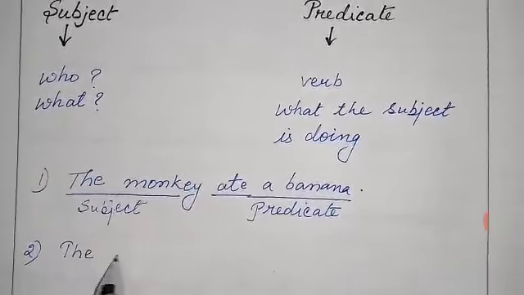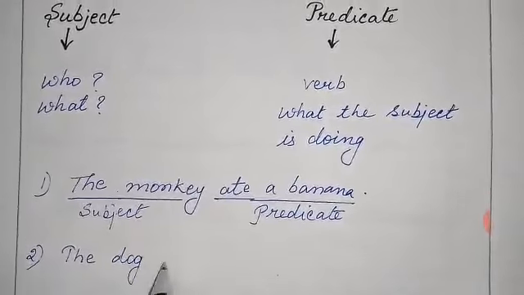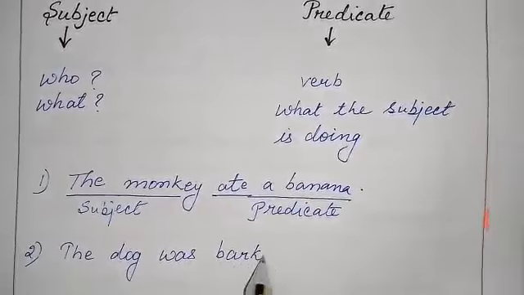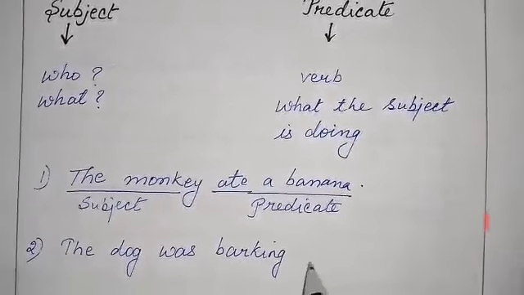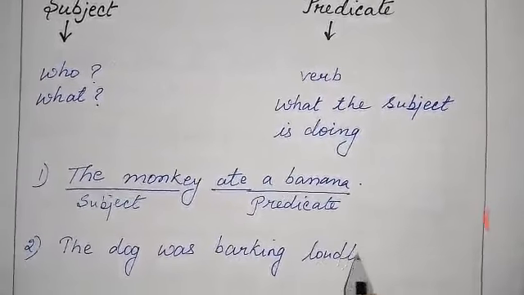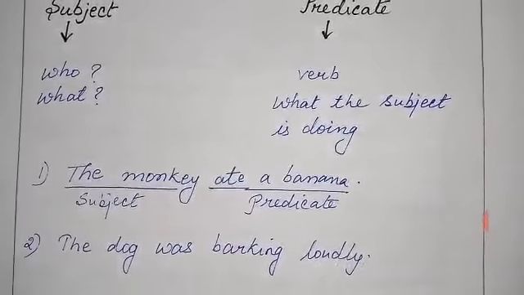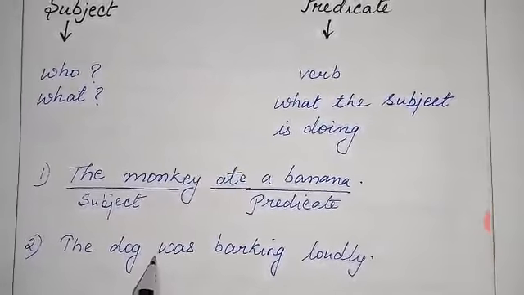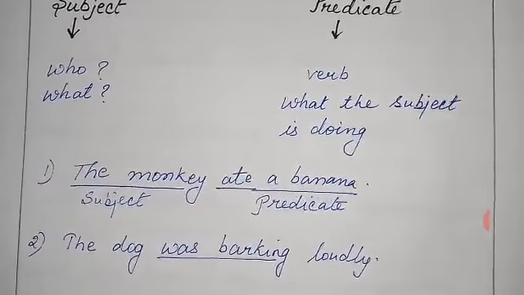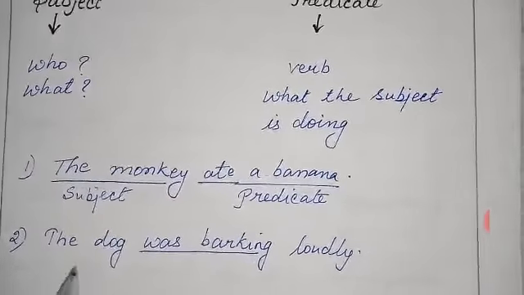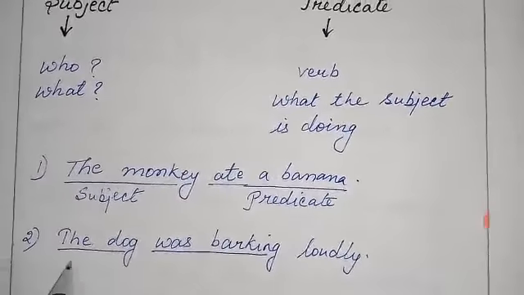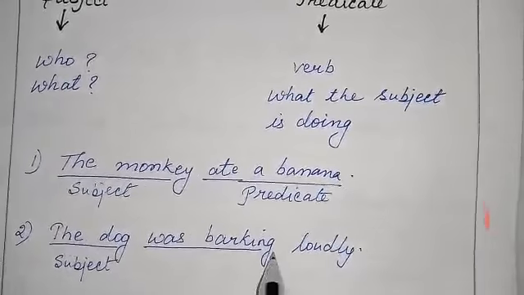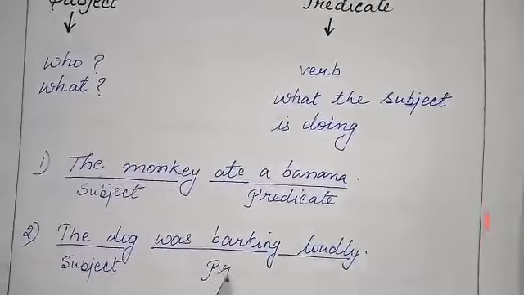The dog was barking loudly. The same principle, we will have to find out the verb. Was barking is the verb. So who was barking? Obviously, the dog. Hence the dog is our subject and was barking loudly is our predicate.